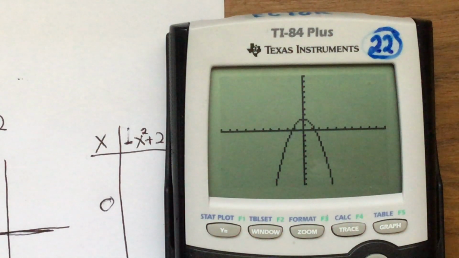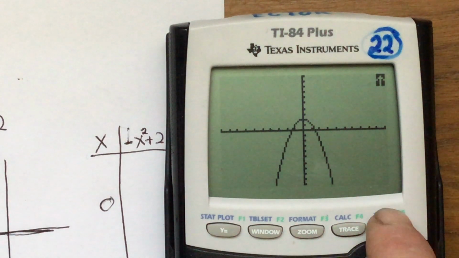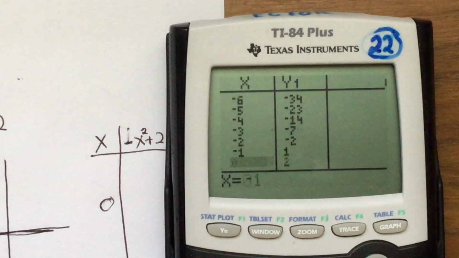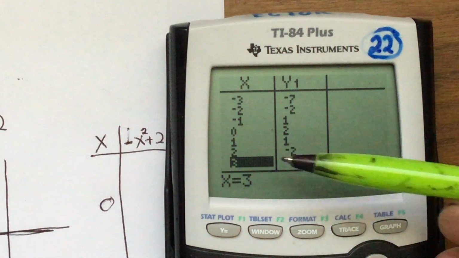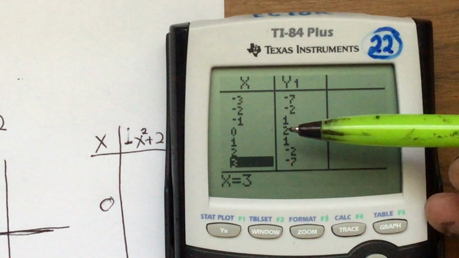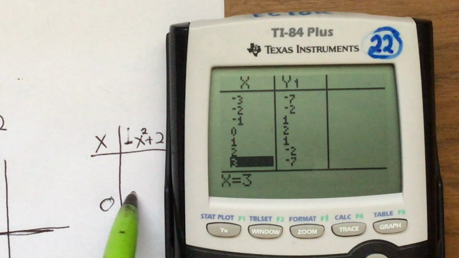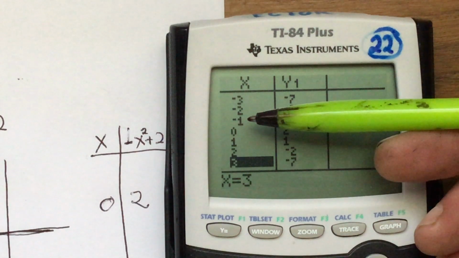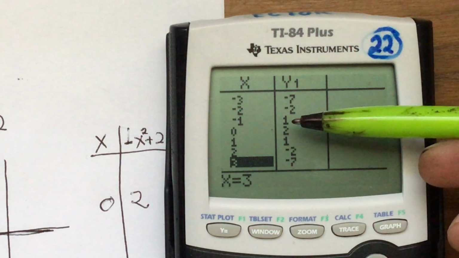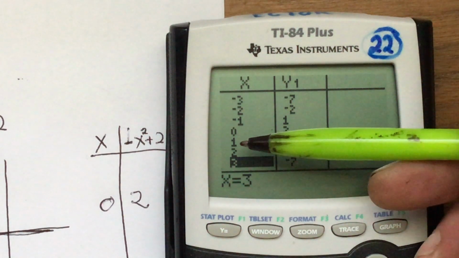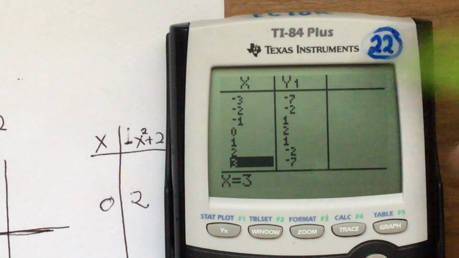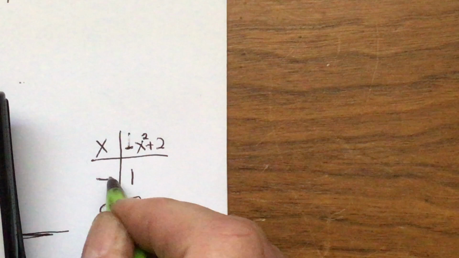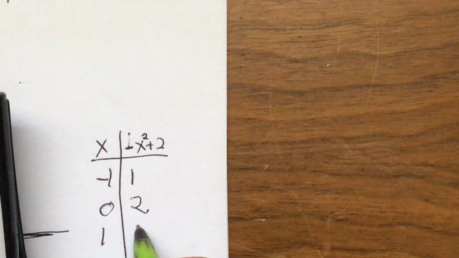Okay, so second graph. I have to go down and find 0 in the x column. There it is. So I have 0, 2. So I'm going to put the 2 right there with the 0. And then I have, before that, -1, 1. And then after it, I have 1, 1. So there's my 3 points: -1, 1, 0, 2, and 1, 1.